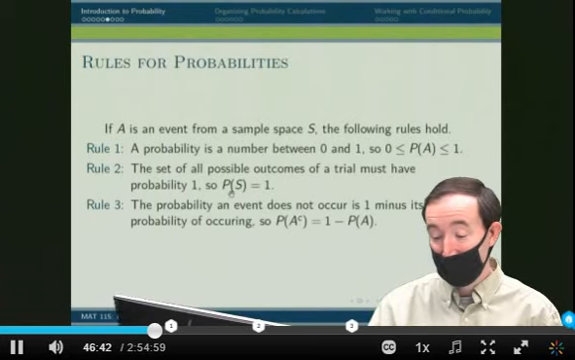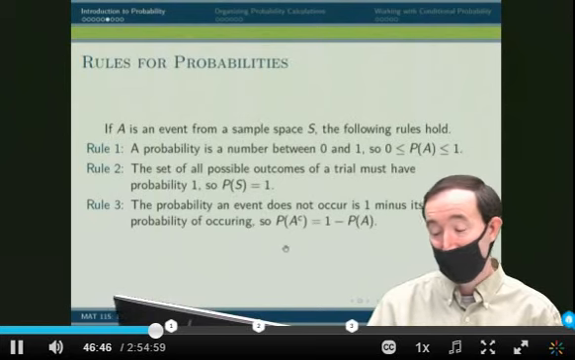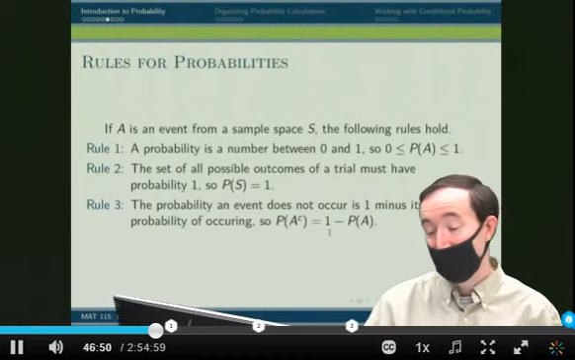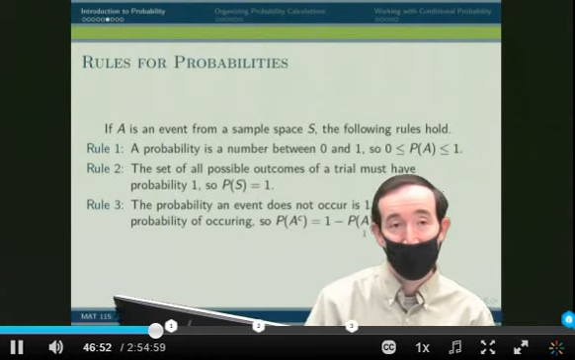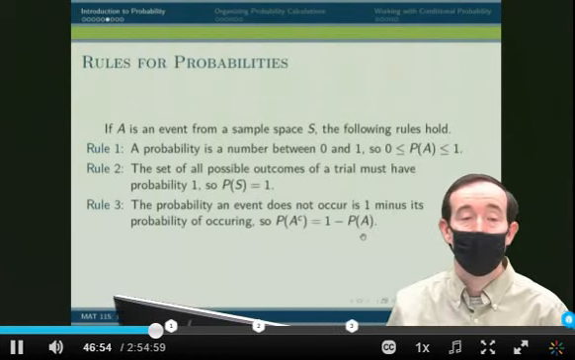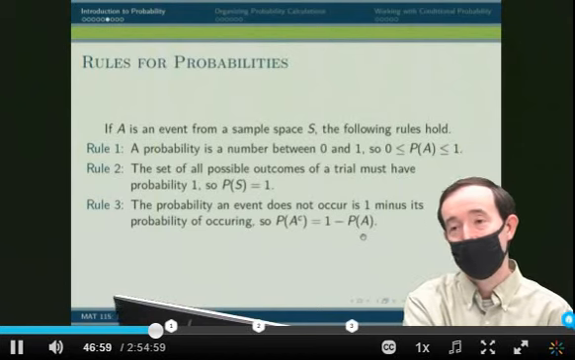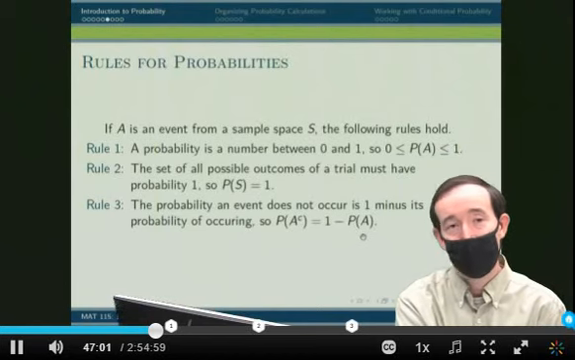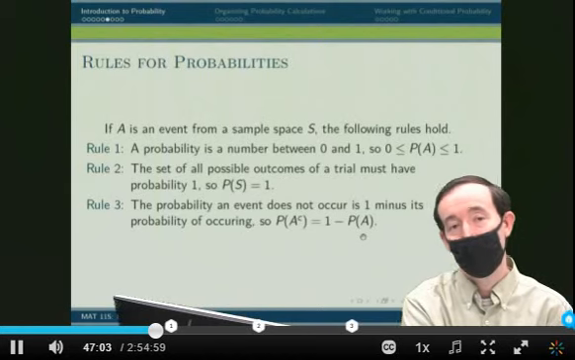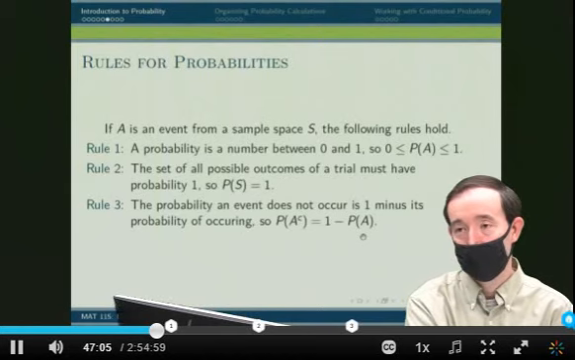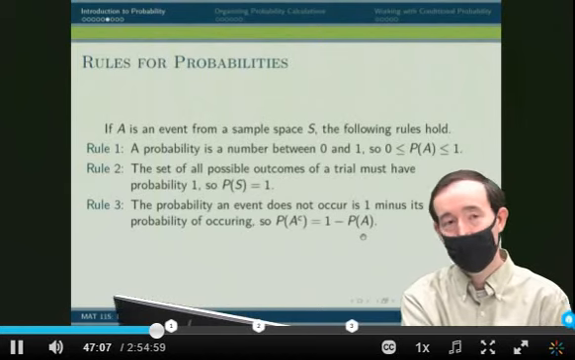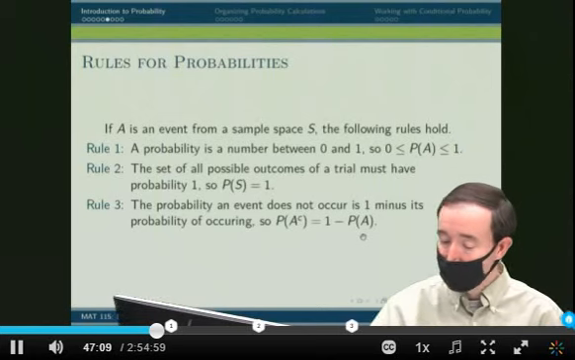Nicely, when I think about how P of S and P of A work together, I can find the probability of A complement by taking 1 and subtracting from it the probability of A. So if I think that the Lakers have a 25% chance of winning the NBA championship, then I think there's a 75% chance that they won't win the championship, that someone else will. So that's the idea.